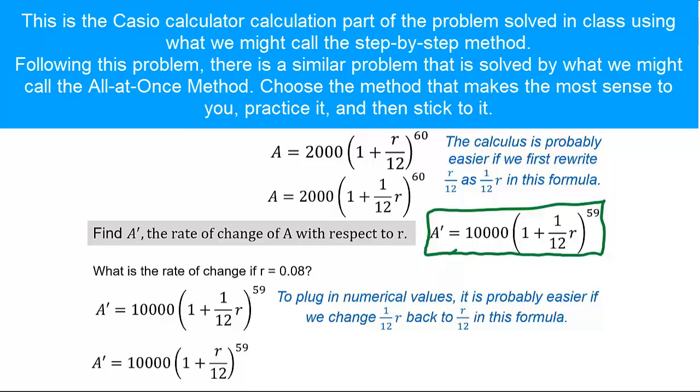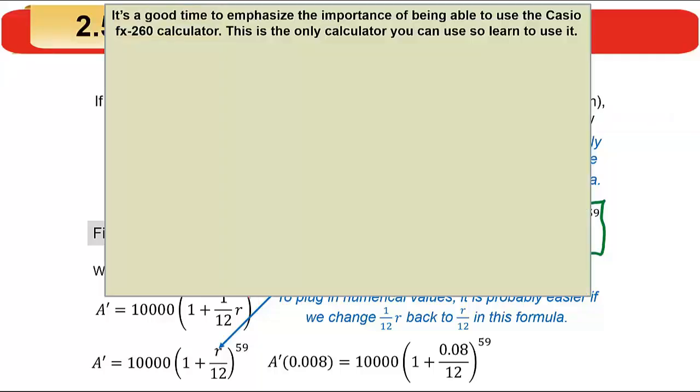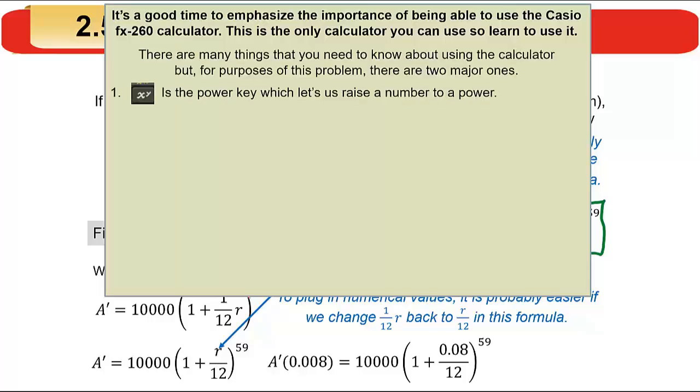Multiplying by 1/12 is the same as dividing by 12. If you plug the 0.08 in now, I think you'll find it easier. You have to get used to using your calculator. I'm going to just leave this formula and talk about how to do problems like that. So let's just leave that particular problem right now and talk about the calculator usage.